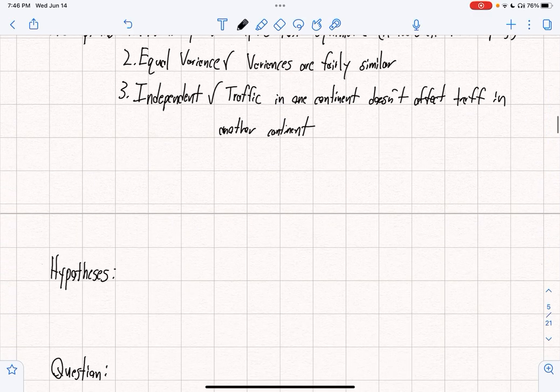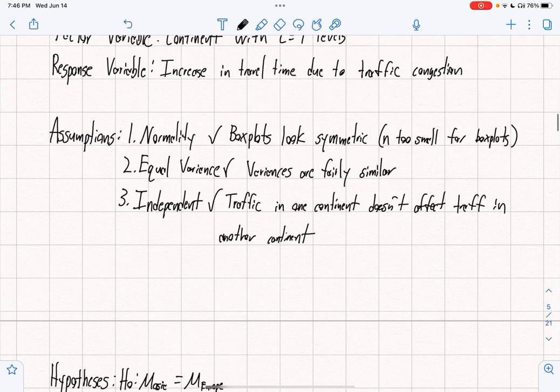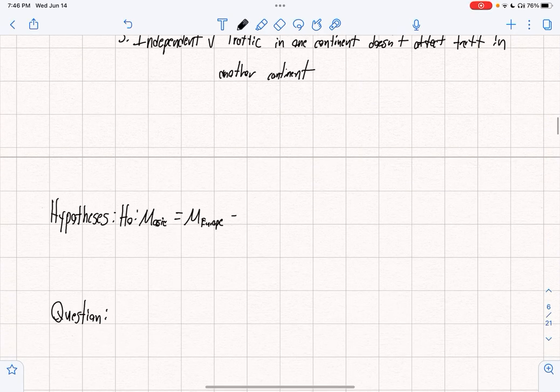Okay, our hypotheses, so let's just write those out. Our null would be that all the means are equal to each other. So I'll just say mu sub Asia would be equal to mu sub Europe, equal to mu sub North America, equal to mu sub South America. Then our alternative is simply that H naught is false.